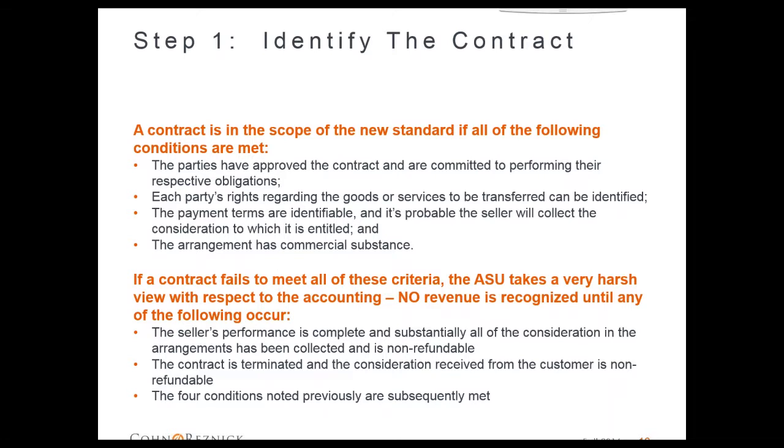If a contract fails to meet all of those criteria, the ASU takes a very harsh view with respect to the accounting. In other words, no revenue is recognized until any of the following occur. The seller's performance is complete and substantially all of the consideration in the arrangements has been collected and is non-refundable. The contract is terminated and the consideration received from the customer is non-refundable, or the 4 conditions noted previously are subsequently met.